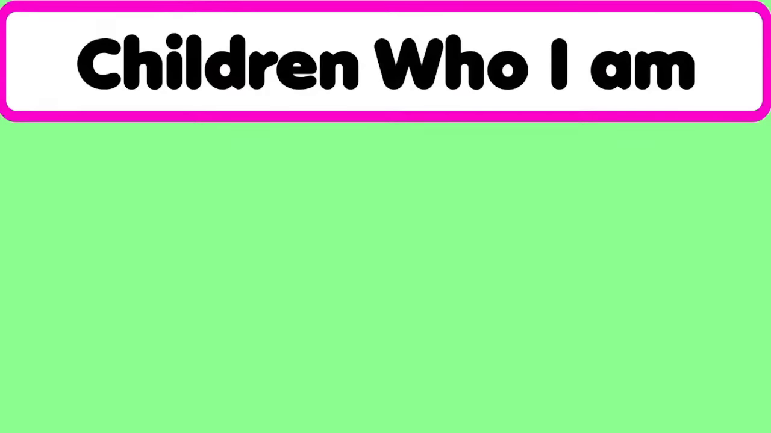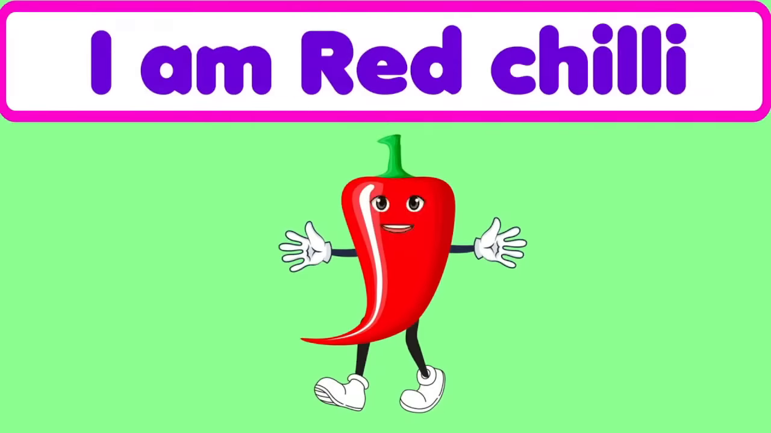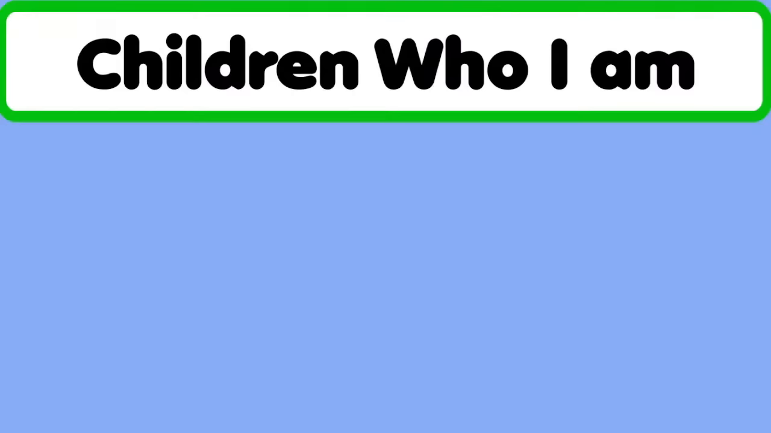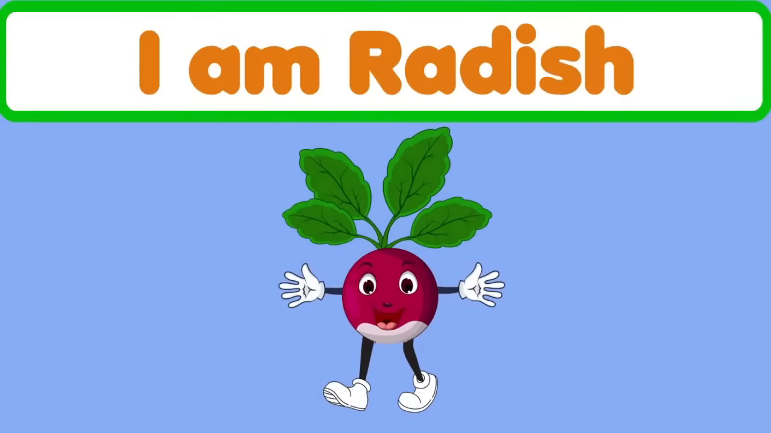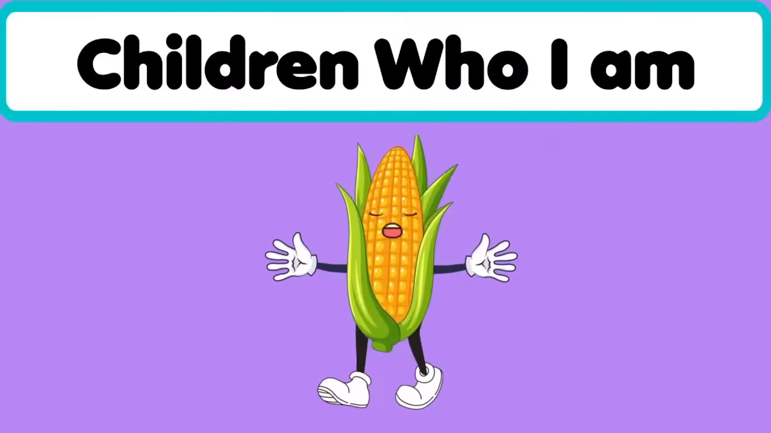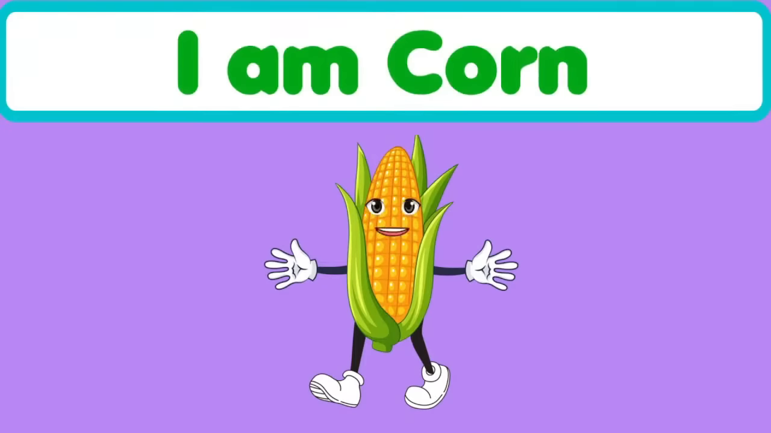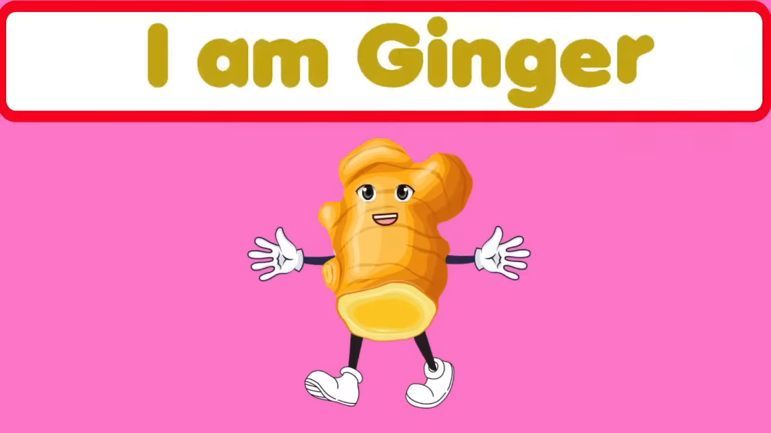Children, who am I? Red chili. I am red chili. Children, who am I? Radish. I am a radish. Children, who am I? Corn. I am a corn. Children, who am I? Ginger. I am ginger.